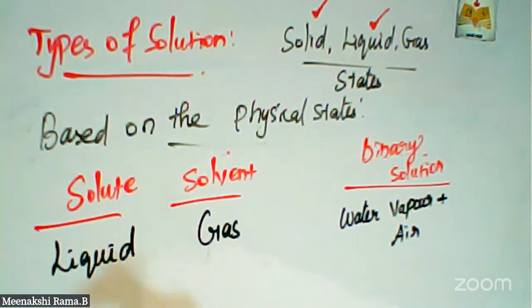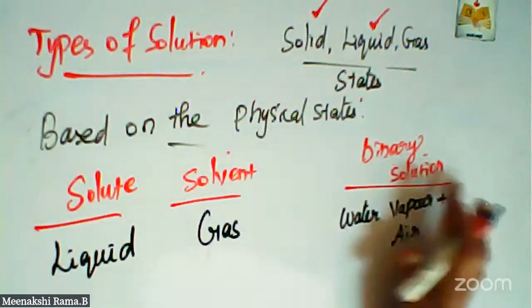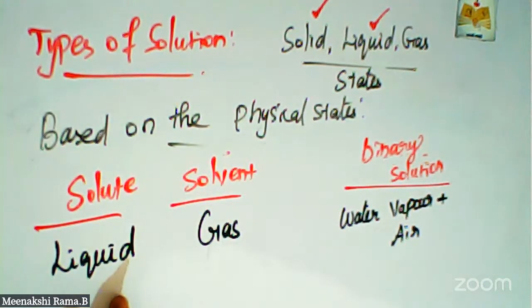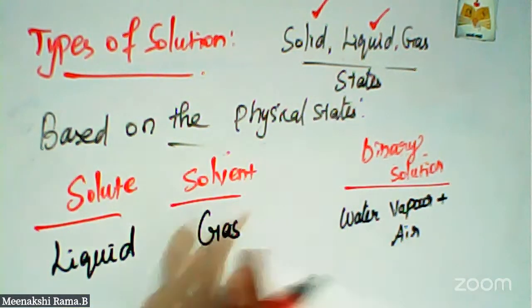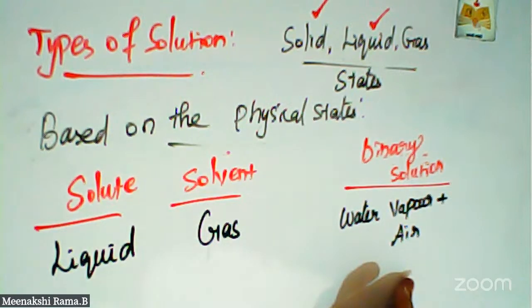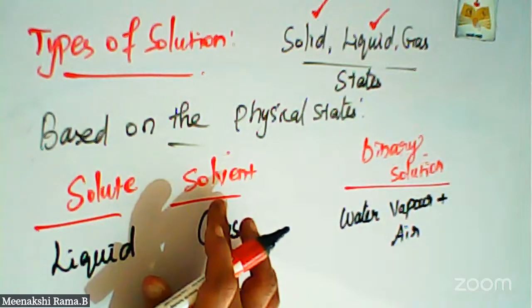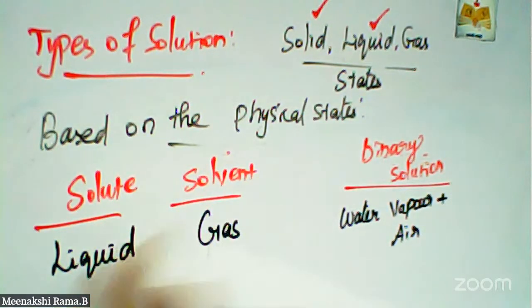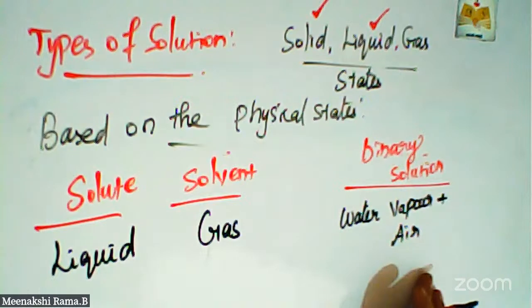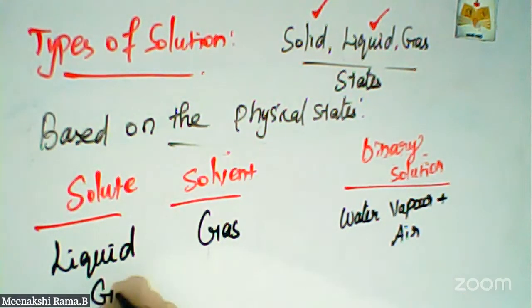Water is evaporated, which means it changes to the gaseous state. So this is the example of liquid, and then air is the gas. This is the best example of gaseous solution. In gaseous solution, the liquid particle is water vapor, and the gas example is air.